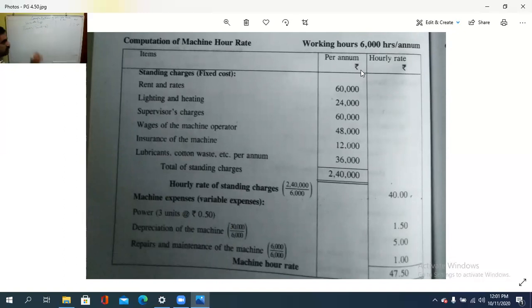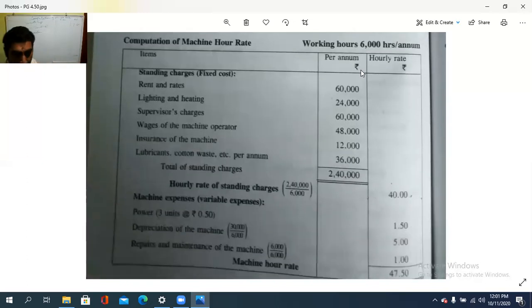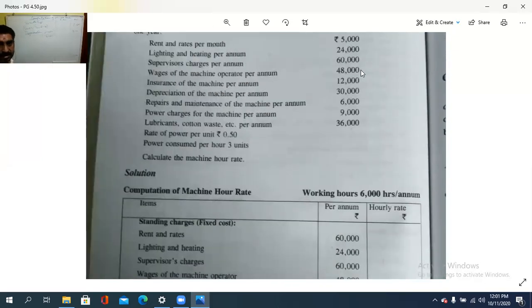Then depreciation. Depreciation, how much is given in the question? Of the machine per annum is 30,000, isn't it? So 30,000 per annum divided by how much is the normal working hour? 6,000. So it is 5. Then repairs and maintenance. Repairs and maintenance 6,000. So 6,000 divided by 6,000, that is 1.